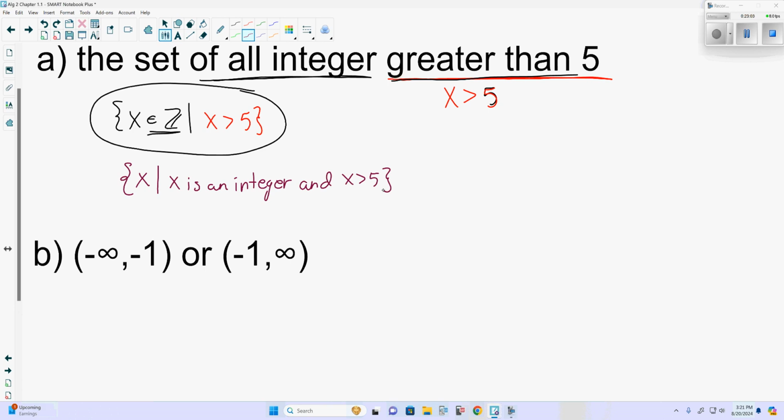Yep. So this is another way, so guys, let's focus back in. This is another way that we could do this. Brace x bar, x is an integer, and x is greater than 5. Now either one of these works, so you can do it either way. Questions on this here?